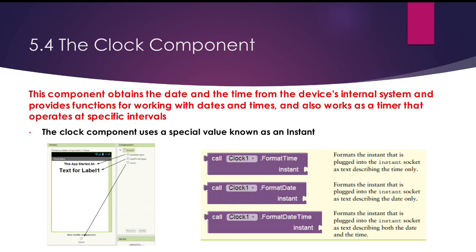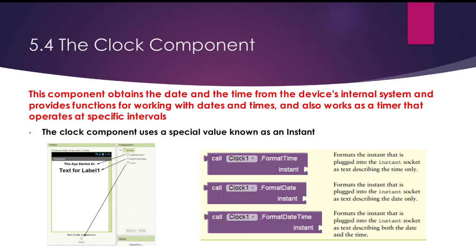And as you can see in the image on the left, the clock component is not on the screen, and this is because the clock component is a non-visible component, which is why it is located at the bottom of the screen. A very important thing you should know is that the clock component works with dates and times using a special value known as instant. Instant is a number that represents an instant in the date and time. So this basically means that when you use the instant function, you would get the date and time immediately.